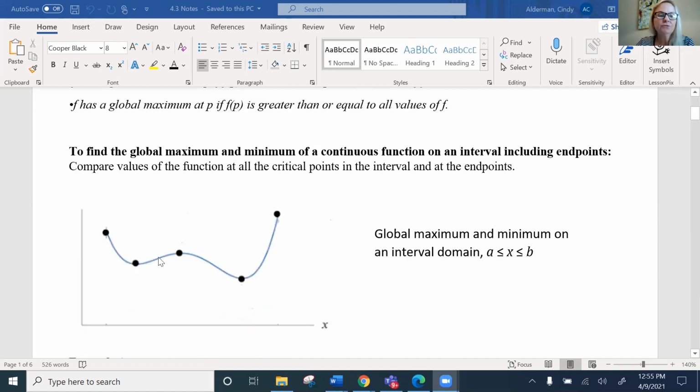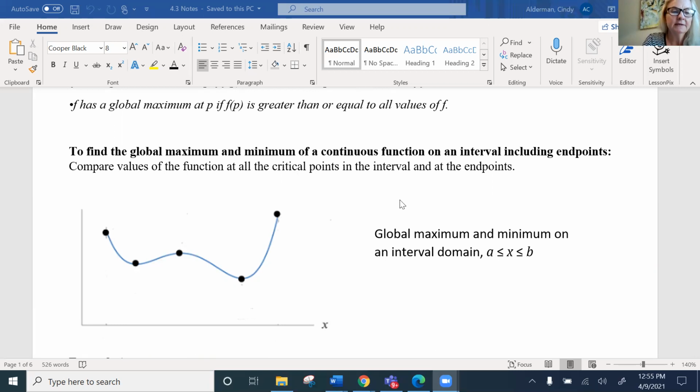Okay, so to find the global max and min of a continuous function on an interval, including the endpoints, right? These are the endpoints. Compare values of the function at all critical points in the interval and at the endpoints.